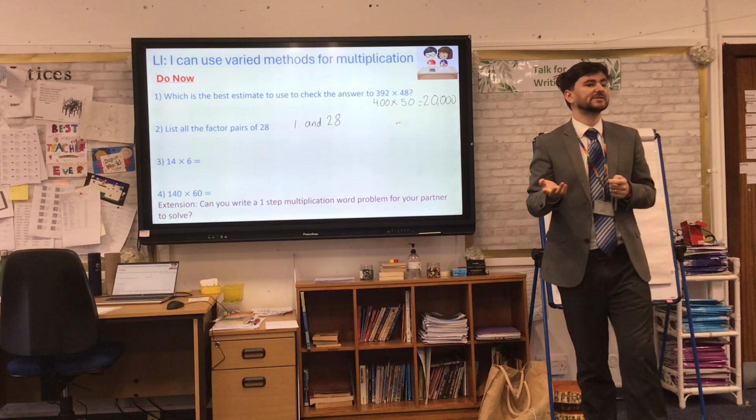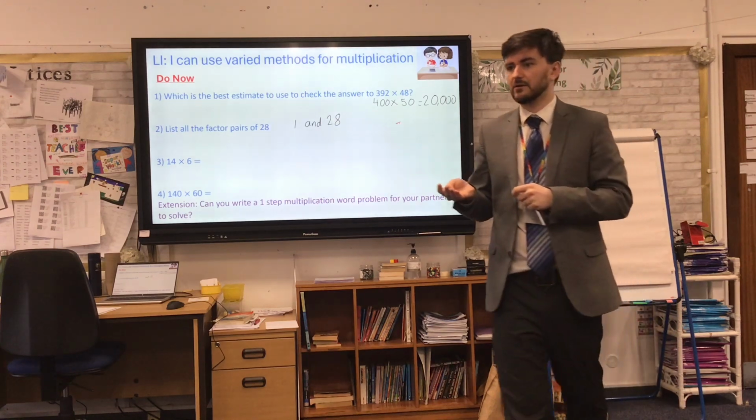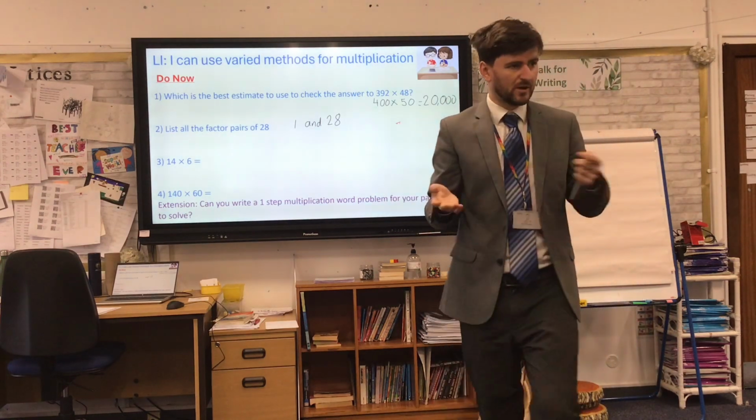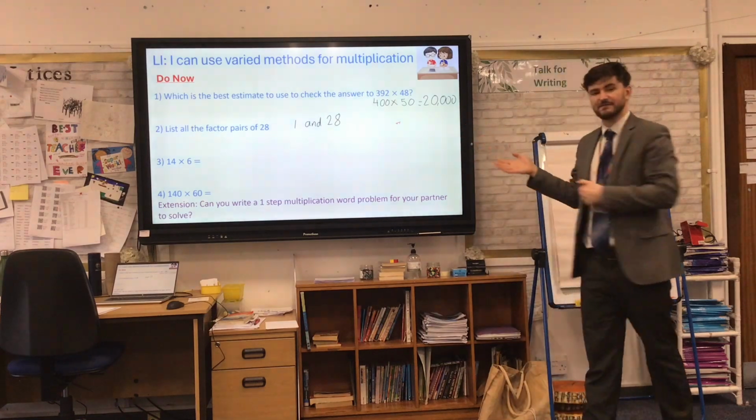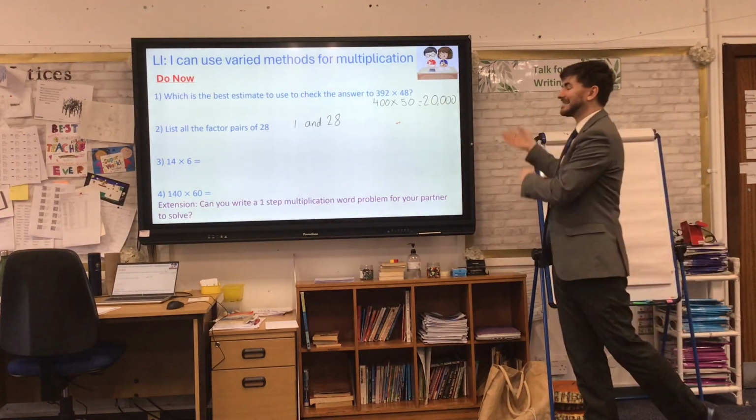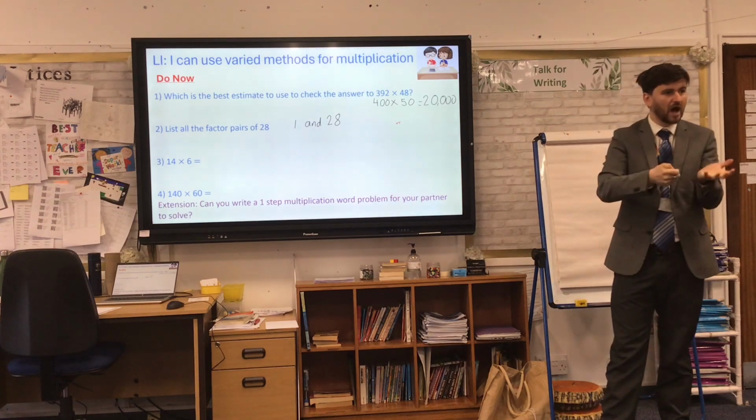Every number has at least 2 factors, doesn't it? 1 and itself, other than 1, which is 1, right? Even prime numbers have these 2 factors. So we had 1 and 28. So now I've checked that 1 is a factor.